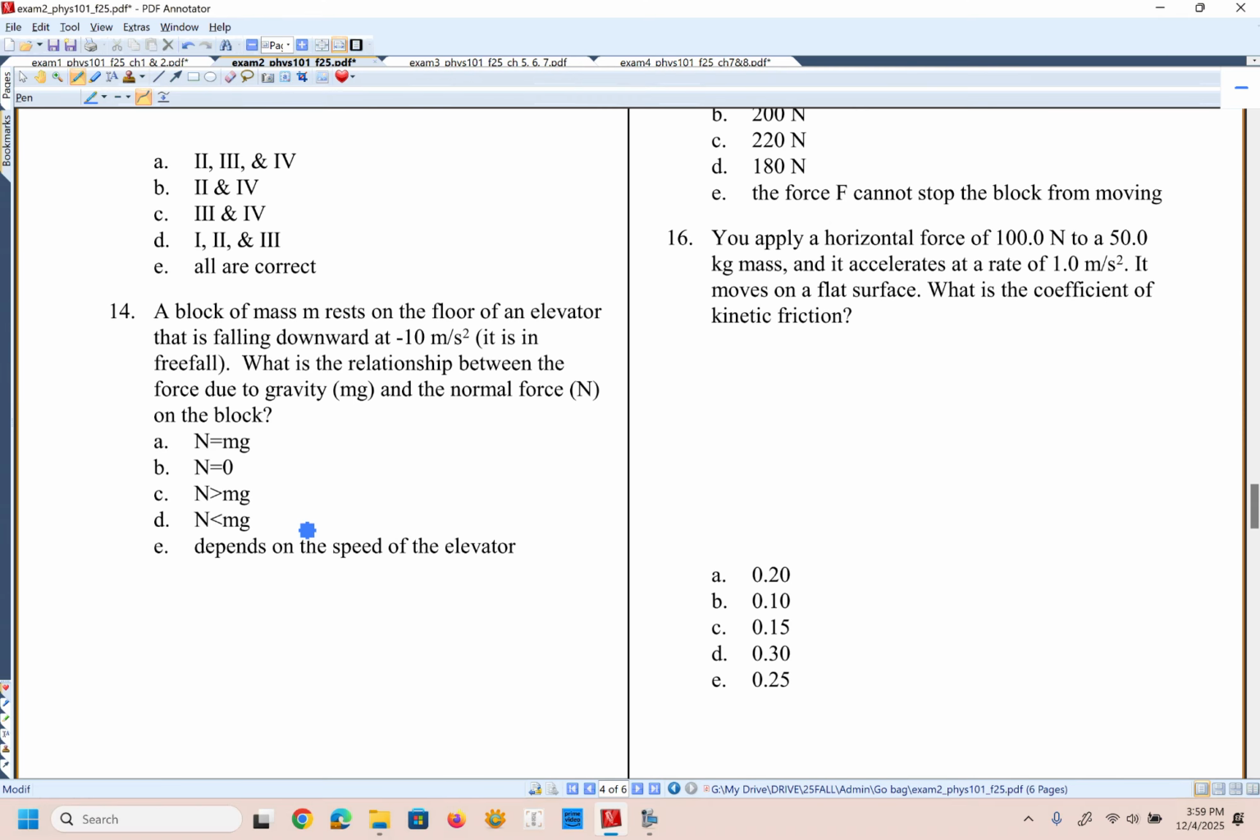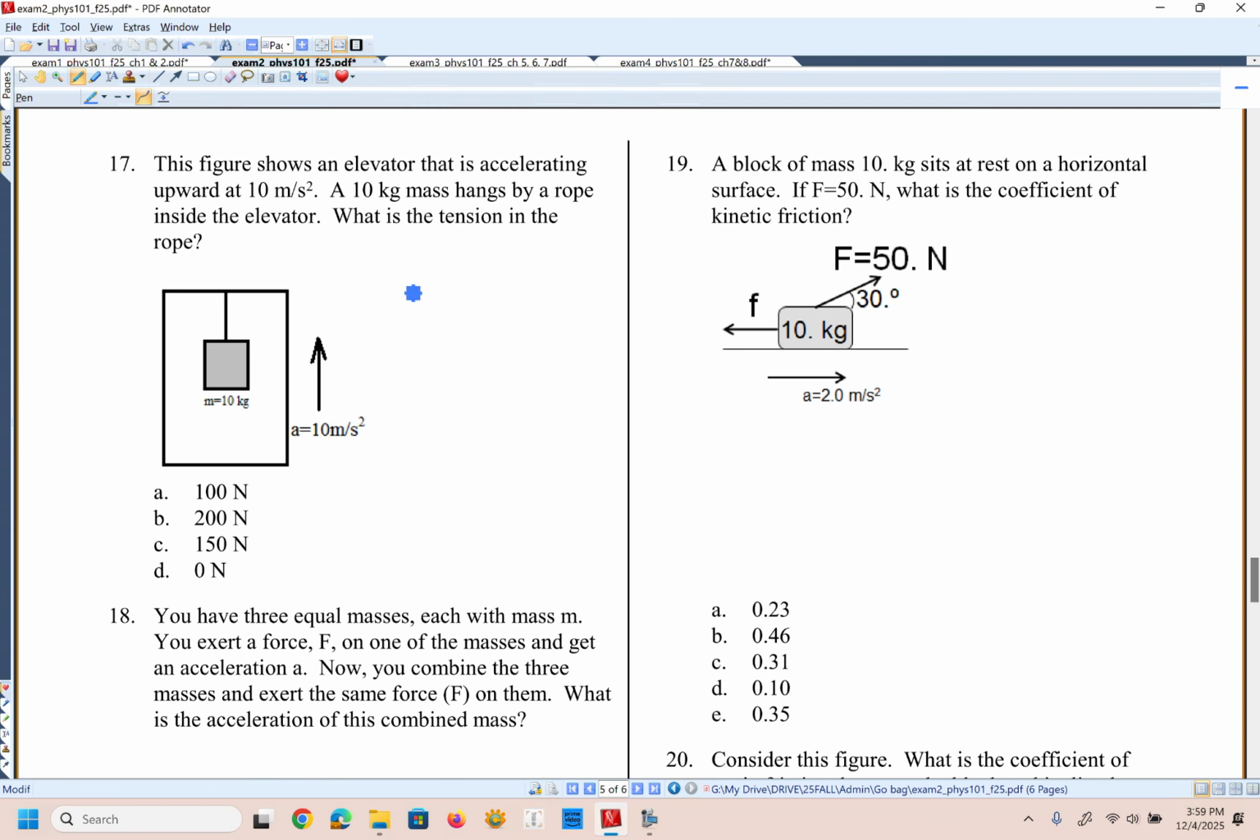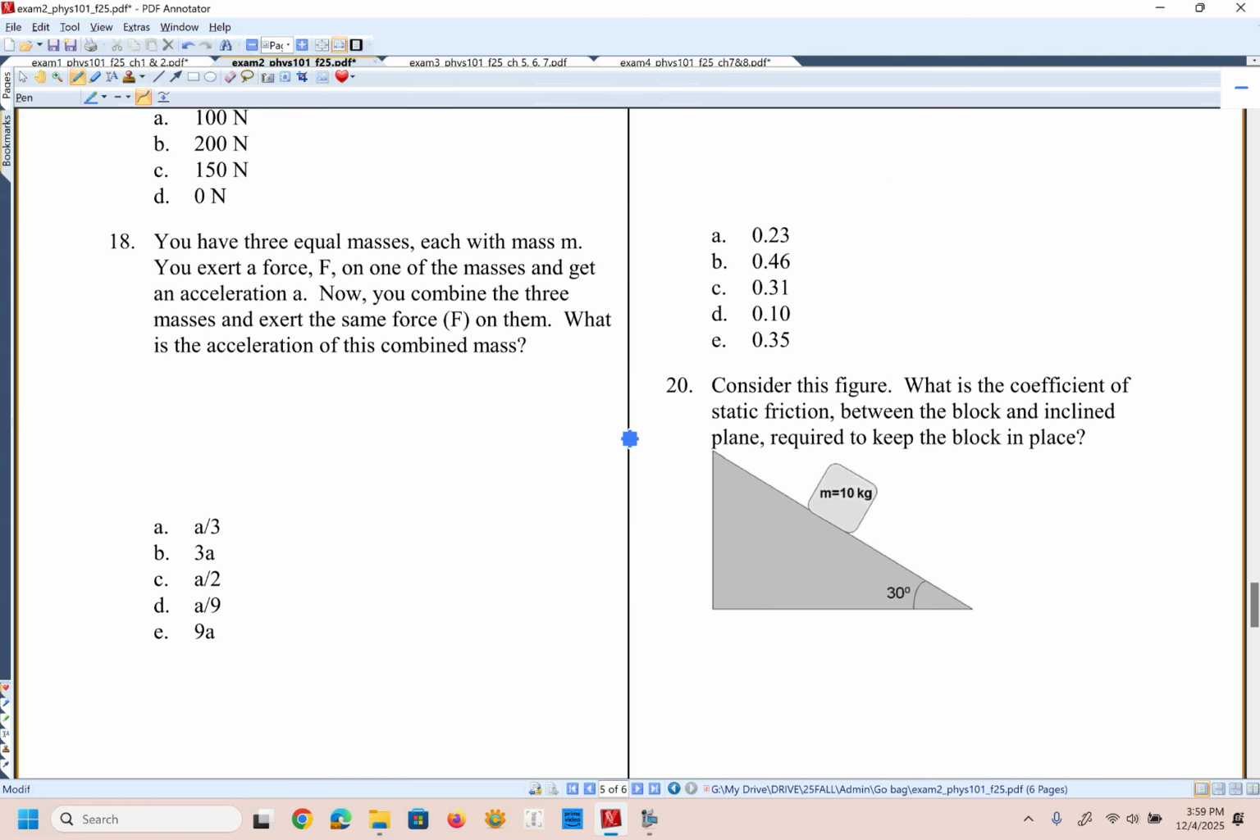All right. Elevator problem, pretty sure you had one of those. You did not have one like number 18. Y'all didn't do very well on it. I did not include it.